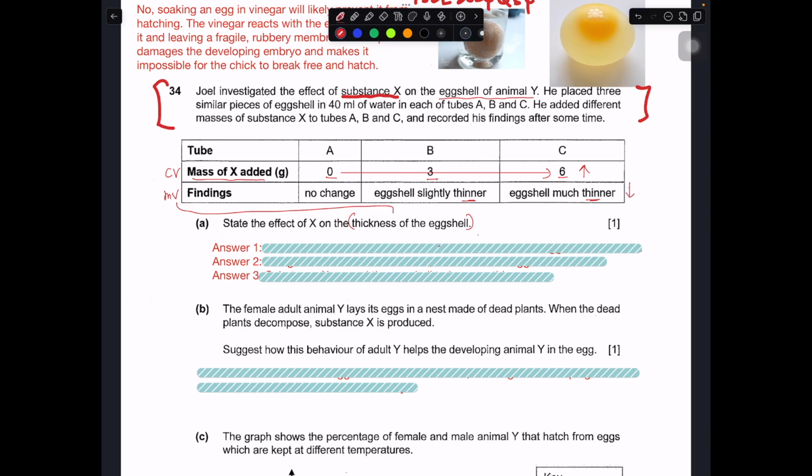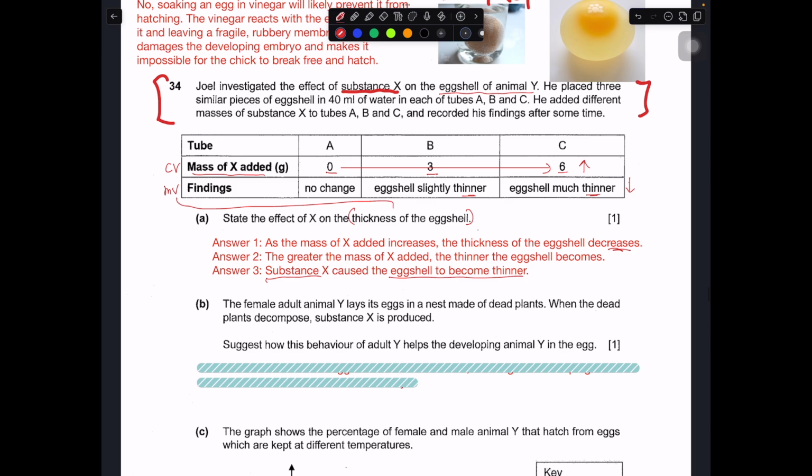Okay, so in this way you can put it this way: as the mass of X added increases, the thickness of the eggshell decreases. Okay, or you can put it another way. Okay, the greater the mass of X added, the thinner the eggshells become. Or lastly you can say substance X caused the eggshell to become thinner. So these are 3 ways that you can talk about it. Okay, just choose either one of the answers. Either one will be fine.